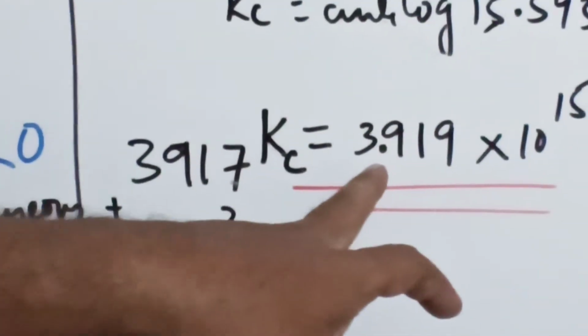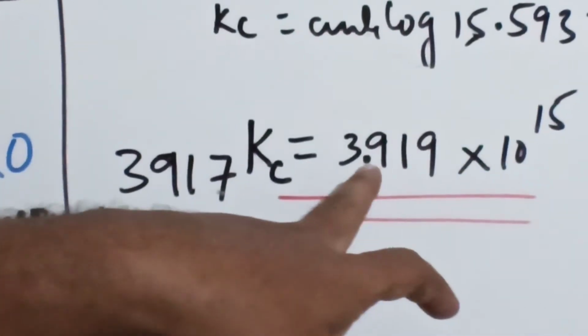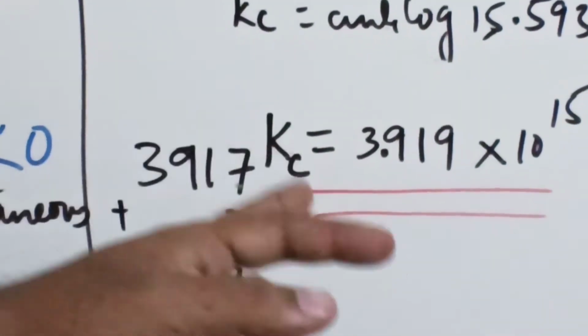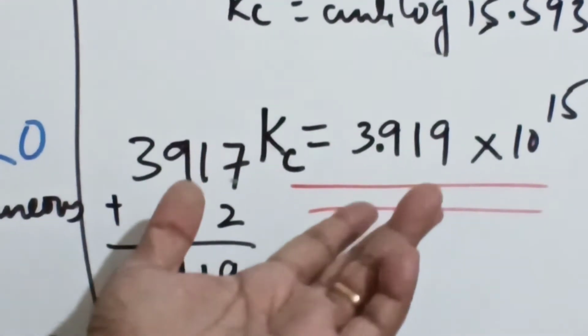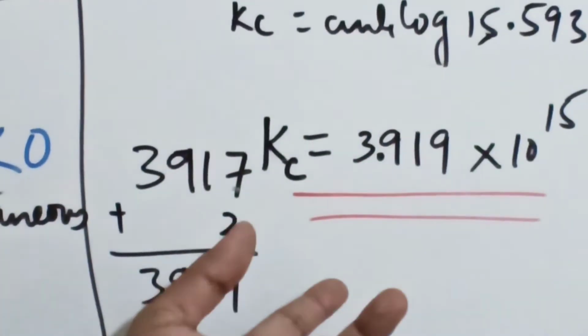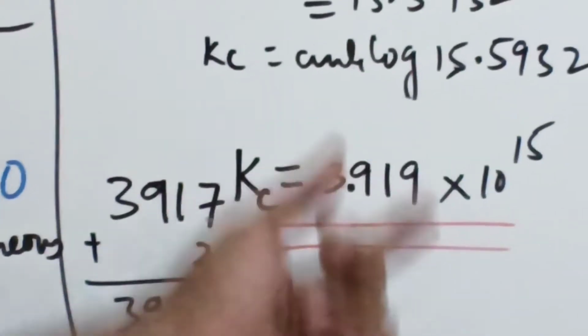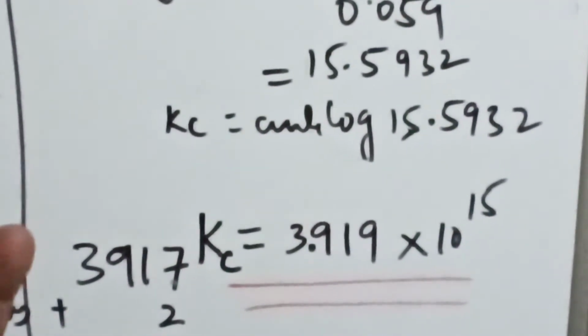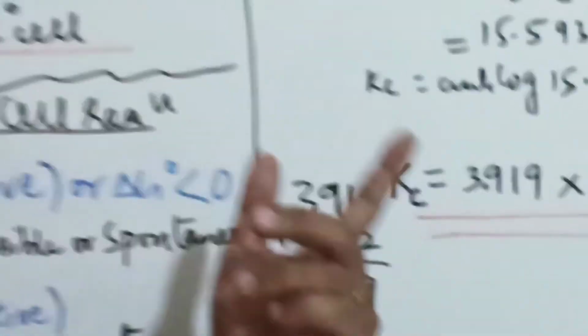So substitute the value 3919 into 10 raised to 15, and just after one digit you put the decimal. That is your answer, 3.91, or according to the textbook, I think 3.92 it may be. So 3.919 into 10 raised to 15 is the equilibrium constant for this cell reaction, which is in equilibrium state. Hope you have understood. We will solve more and more examples.